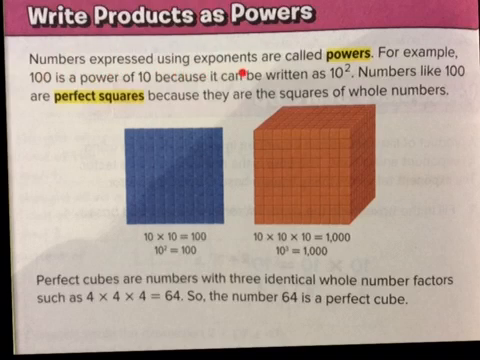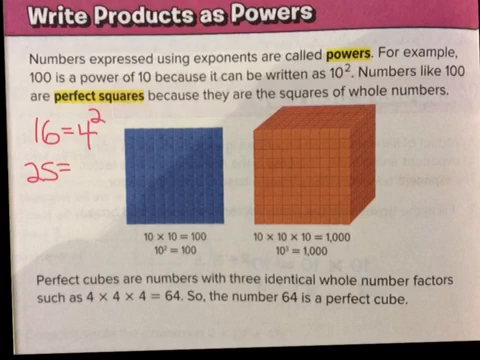Numbers expressed using exponents are called powers. For example, 100 is a power of 10 because 10 times 10 is 100, right? Because it can be written as 10 squared or 10 to the power of 2. Numbers like 100 are called perfect squares. Other perfect squares could be, for example, 16, because 4 times 4 gives you 16. Another perfect square could be 25, which is 5 times 5, right? Those are called perfect squares because they are the squares of whole numbers. 4 times 4, 16, 5 times 5, 25.